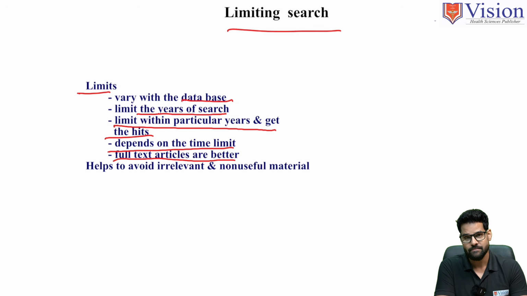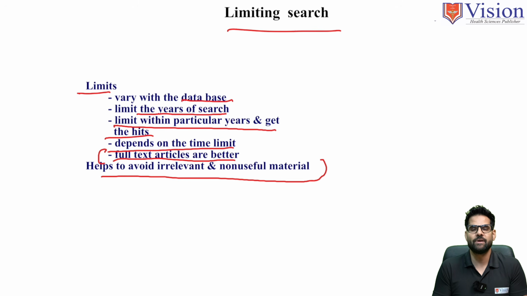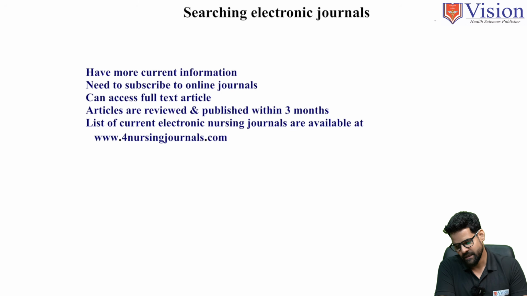Full text articles are always better. Mostly if you get a full text article, you can read the things in detail. Okay, it would be more informative to you instead of only just reading the abstract. So it helps to avoid irrelevant and nonsense material. So when you have a specific strategy, then you can avoid all these irrelevant things.